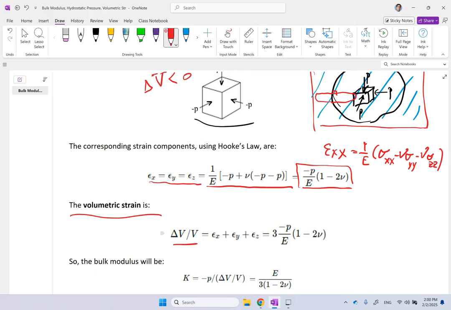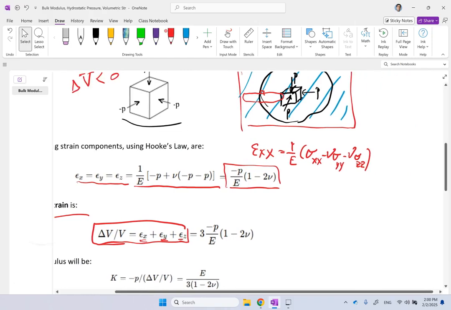Now the volumetric strain, delta V over V, is equal to epsilon x plus epsilon y plus epsilon z. And since each one of them is negative P over E times 1 minus 2 nu, it's going to be negative 3P over E times 1 minus 2 nu. The first question is, where does this come from? How did you get this one? Well, that's not super hard to show.